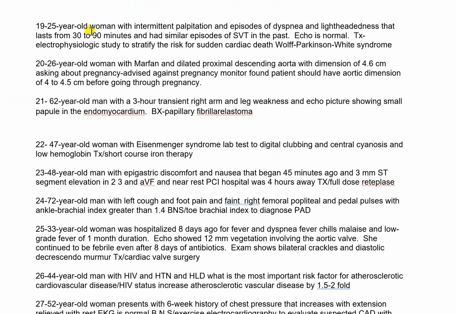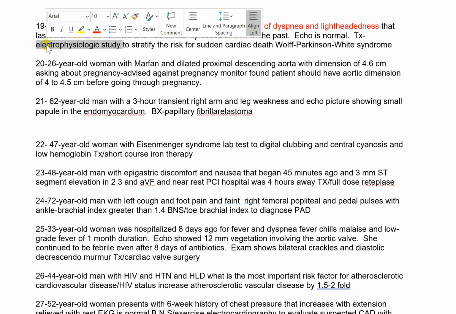So now we have a young lady with intermittent palpitation, an episode of dyspnea and lightheadedness that lasts 30 to 90 minutes, and had a similar episode of SVT in the past. What would you do for this patient? What's the best next step?